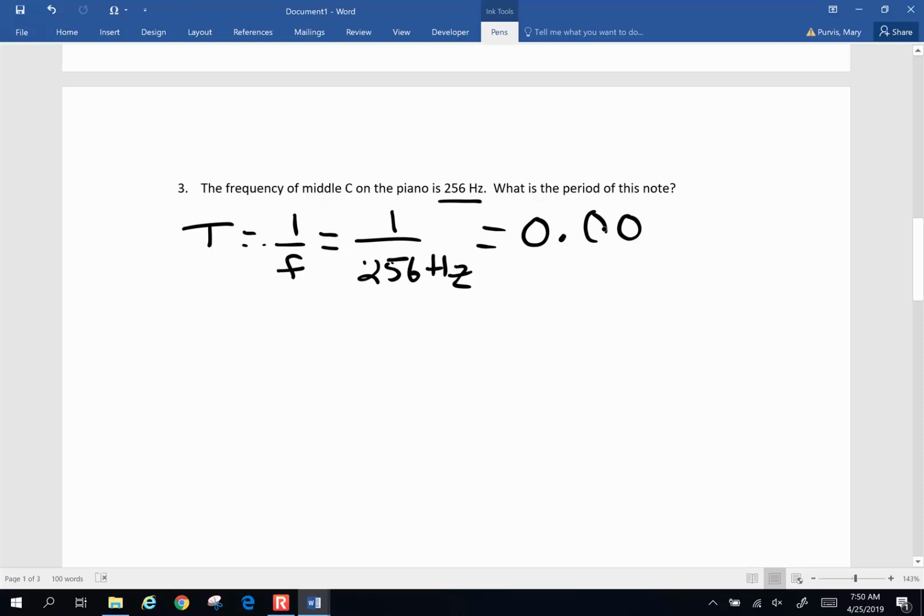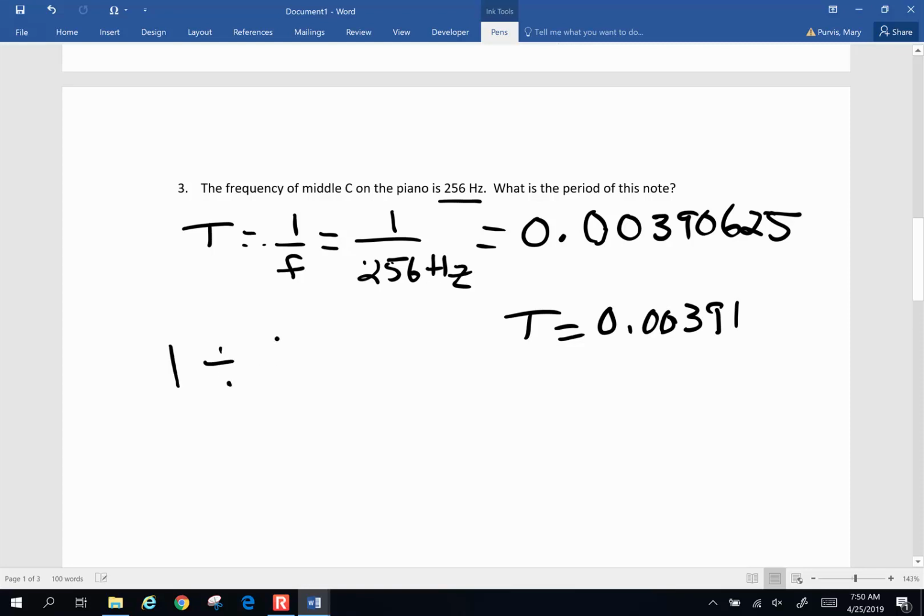0.00. Now, those are not significant figures. Those are placeholders. 390625, rounded off to 3 sig figs. Period is 0.00391. And hertz, again, is in the sub-basement. 1 divided by 1 per second. 1 times seconds over 1. So this will be seconds.